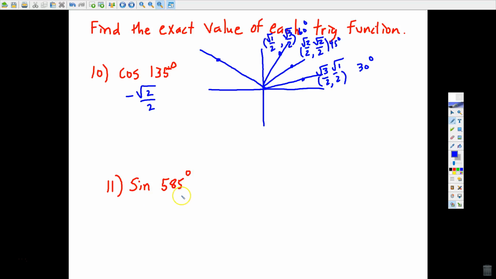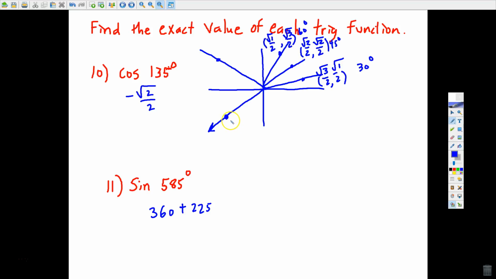Okay, so sine 585 degrees. Well, that's all the way around 360. And then let's see how much more if you subtract. So that's 225. Okay, so all the way around we're back to what you would call square one. And now we'll go to the 225 degree angle. Okay, so that's 180 plus another 45.